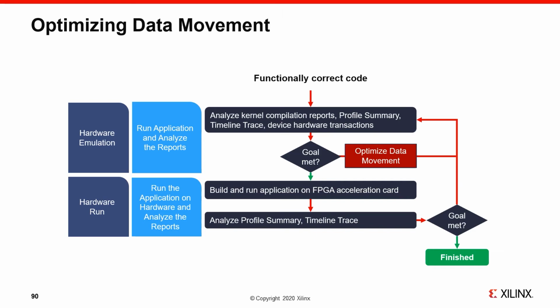We can then analyze the kernel compilation reports, the profile summary, timeline trace, and device hardware transactions to understand the data transfer throughput. Here we want to check PCI utilization, memory utilizations, including external and on-chip memories, and the actual kernel throughputs. The code can be modified to address any issues detected to optimize data movement. The last step is to build and run on real hardware. Again, we can analyze performance. This time we can detect any real-world issues and see the actual data transfer performance.